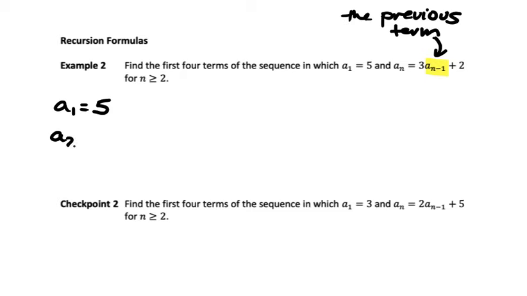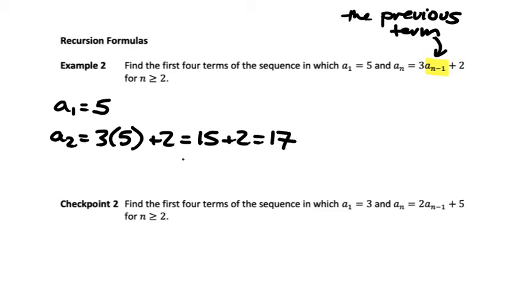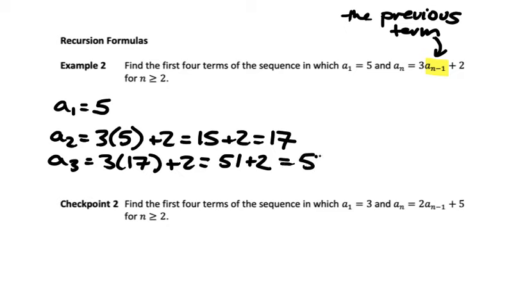A sub 2, I would plug in 5 for a sub n minus 1. So this is going to be 3 times 5 plus 2. 15 plus 2 is 17. Then for my third term, I'm plugging in 17 for a sub n minus 1. So 3 times 17 plus 2. 3 times 17 is 51. And plus 2 gives me 53.